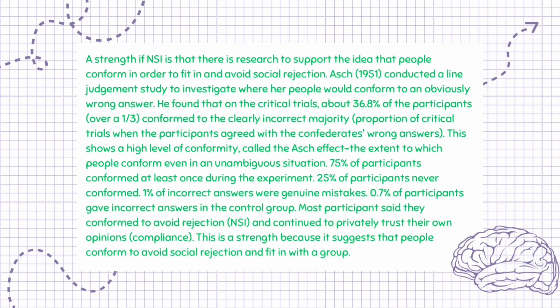This shows a high level of conformity, called the Asch effect, the extent to which people conform even in an unambiguous situation. 75% of participants conformed at least once during the experiment. 25% of participants never conformed. 1% of incorrect answers were genuine mistakes. 0.7% of participants gave incorrect answers in the control group. Most participants said they conformed to avoid rejection, NSI, and continued to privately trust their own opinions, compliance. This is a strength because it suggests that people conform to avoid social rejection and fit in with a group.